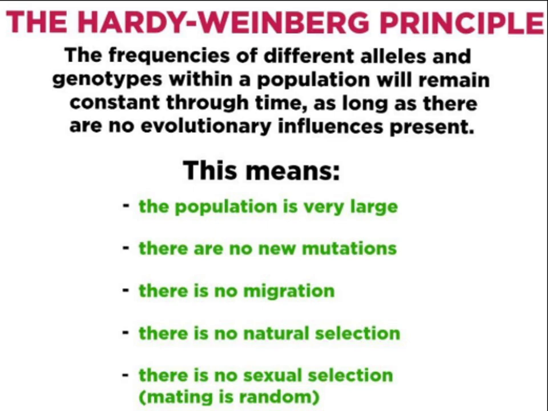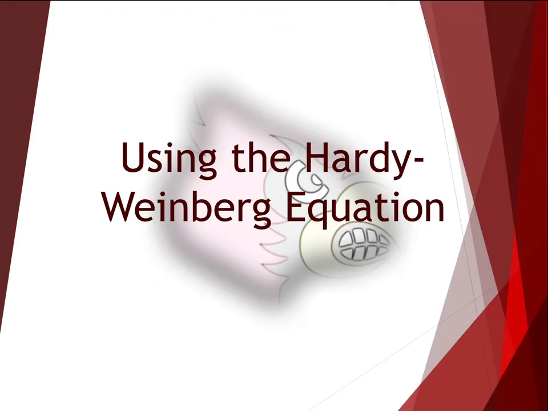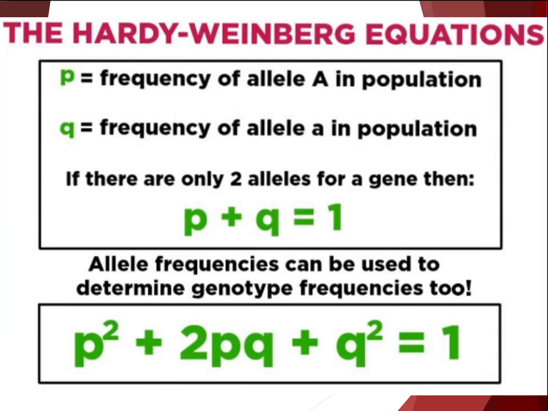Clearly, these requirements cannot be met in nature. Therefore, in all real populations, evolution wins over equilibrium. Using the Hardy-Weinberg equation: the Hardy-Weinberg equation can be used to make predictions about a population.